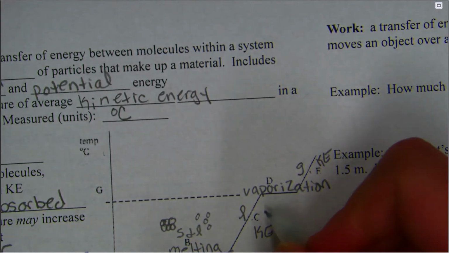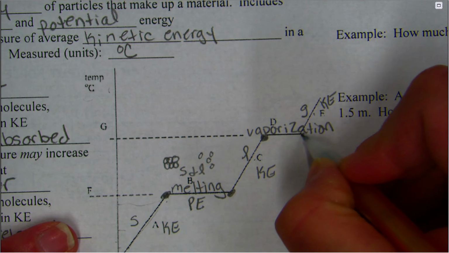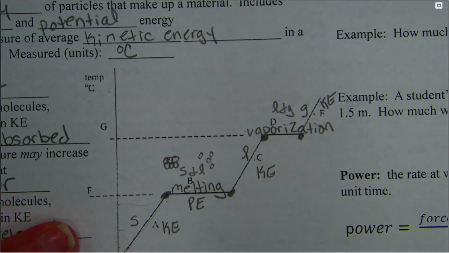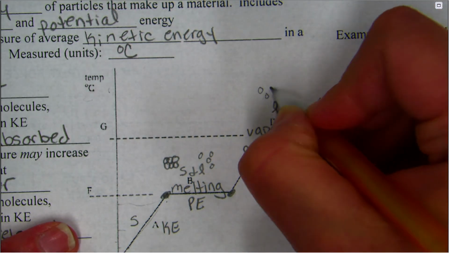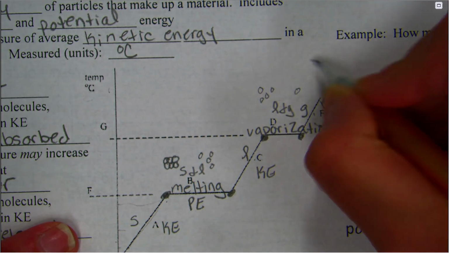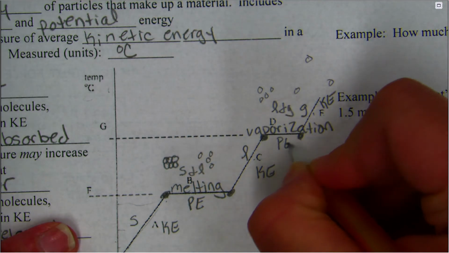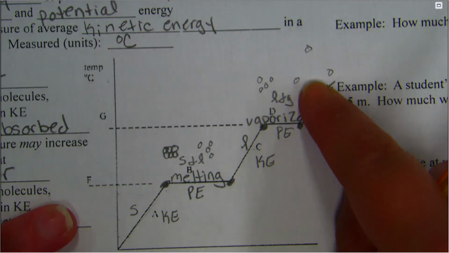Same thing up here. At this point, I am all liquid, and at this point, I am all gas. So I have liquid and gas together at some point. So at the point of vaporization, I have liquids, which are a little further apart, and I have some gases, which particles are super far apart. So again, potential energy, I am changing the spacing of the particles.